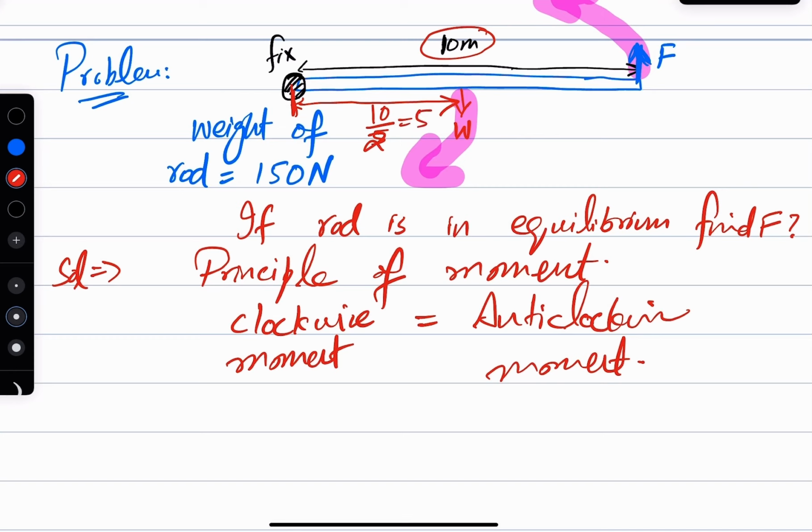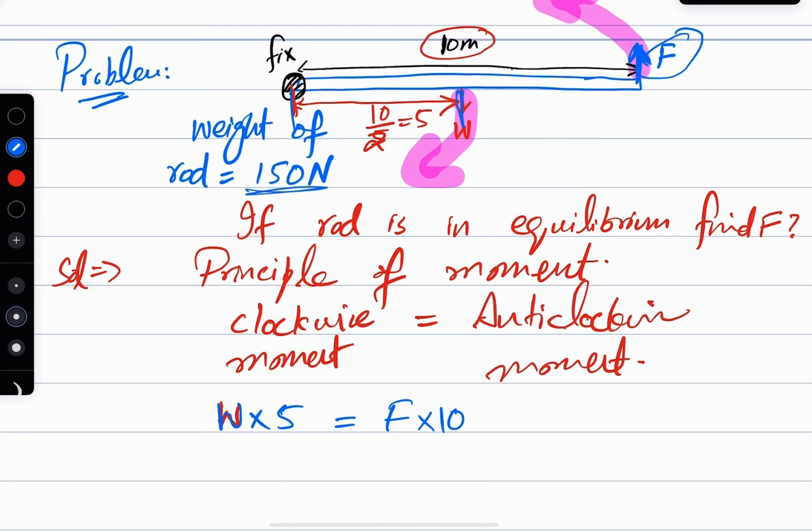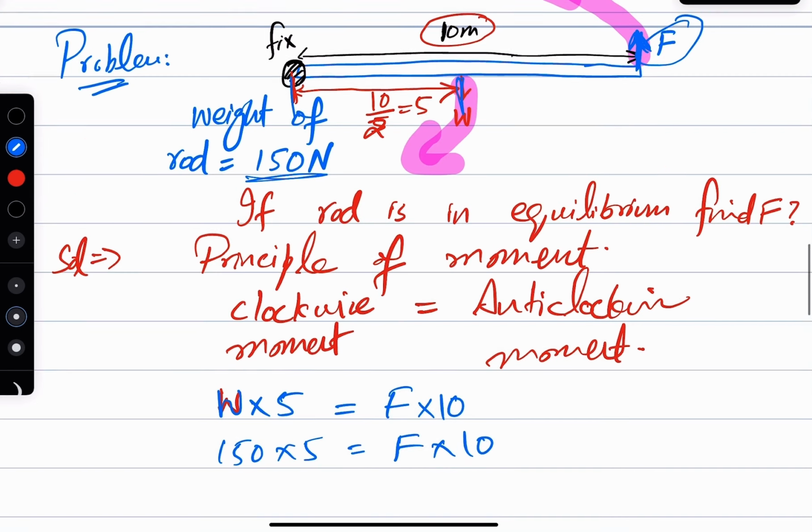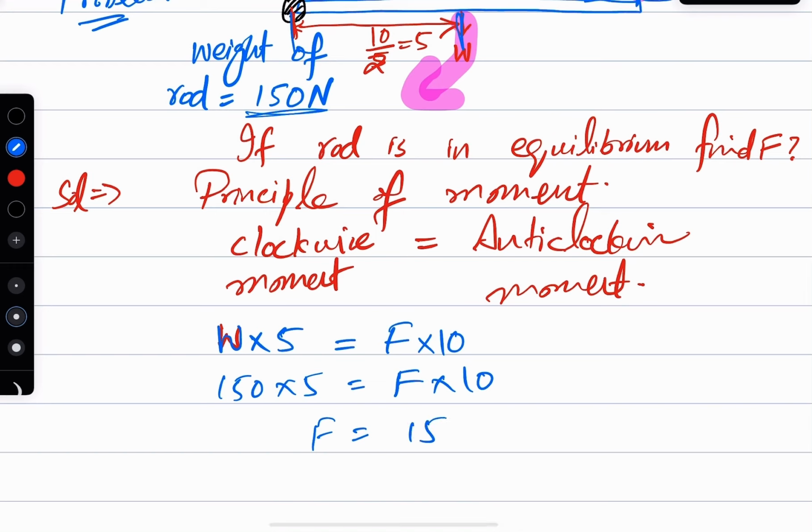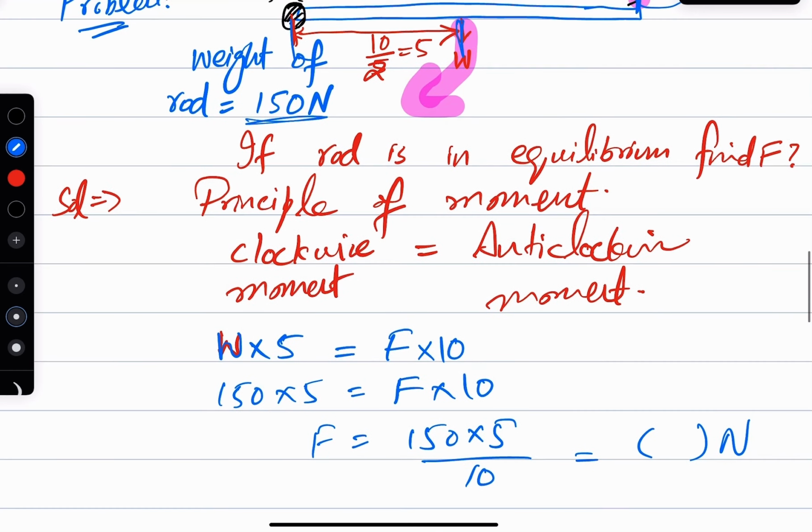So for clockwise movement, the force is the weight multiplied by the distance between the force and the pivot point, which is 5, equal to the anti-clockwise movement, where the force is F and the distance is 10. The weight is given as 150. So 150 into 5 is equal to F into 10. So I can write F equals 150 into 5 divided by 10. That will be your final answer in newtons. This is how we can solve the simplest questions.